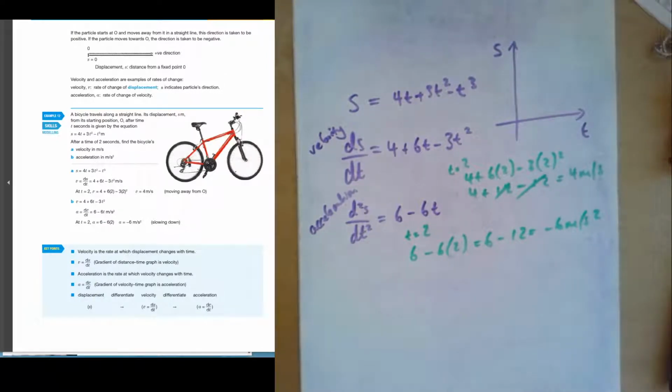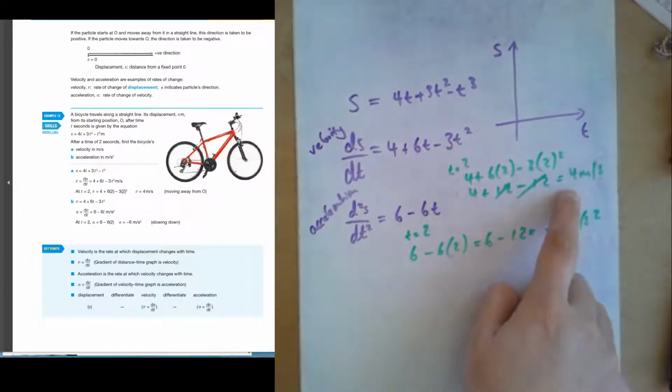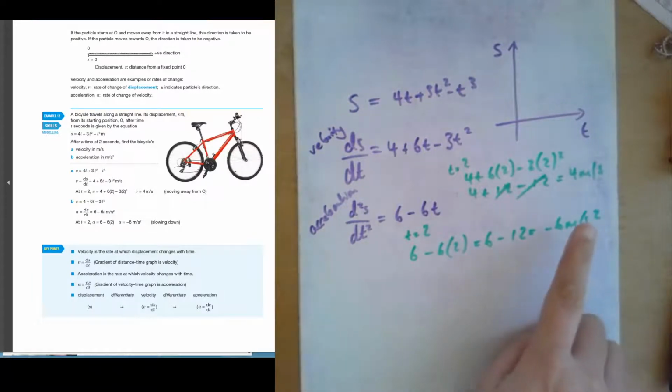Because it's negative, you know it's decelerating. If they ask you to make any kind of commentary, you would say it's decelerating or slowing down. This is just giving you the speed at that exact moment in time, and this is giving you the acceleration at that exact moment in time. So it's going at 4 and it was slowing down from a previous speed, whatever that speed was. That should cover you for that question.